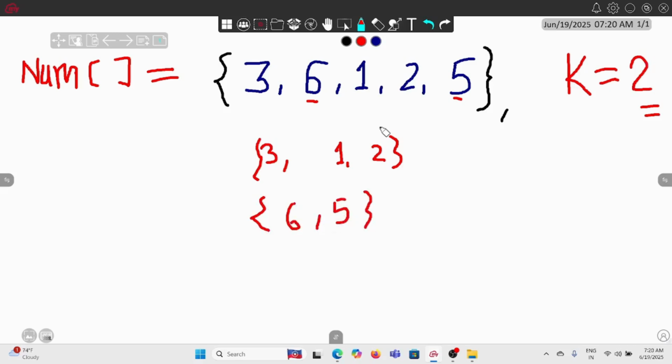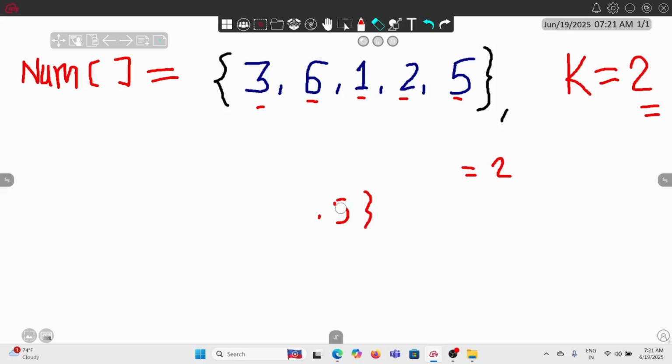Now you can see that all the elements have appeared only once in a subsequence. 3, 1, 2 together, and 6 and 5 in a different subsequence. So how many subsequences have we found? We have found 2. So our answer should be 2 here. Similarly, we have to solve this problem, finding how many such subsequences are possible out of this nums for the given k. This is what we have to do.